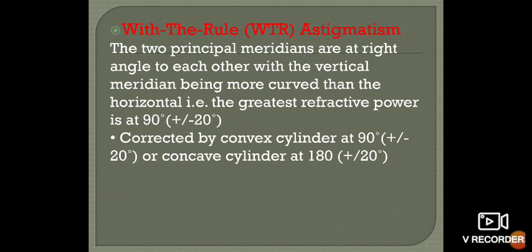With the rule astigmatism we will see first. Here the two principal meridians are perpendicular to each other. The vertical meridian is at 90 degrees, the horizontal meridian is at 180 degrees, and the peculiarity of with the rule astigmatism is that the vertical meridian is more curved than the horizontal meridian. In short, the greatest refractive power is in the vertical meridian, that is at 90 degrees. This is with the rule astigmatism.